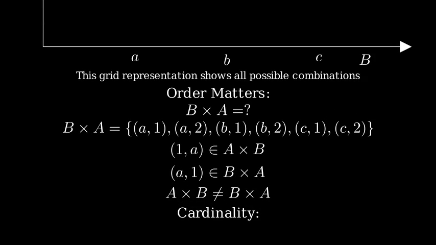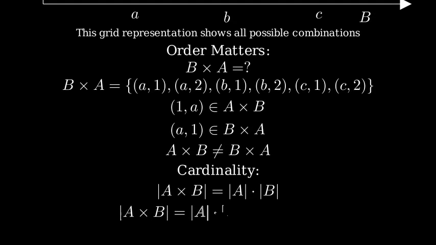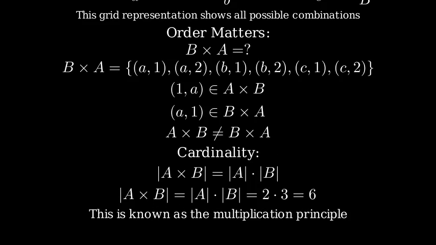Now, let's talk about the cardinality of Cartesian products. If set A has m elements and set B has n elements, then the cardinality of A cross B, which is the total number of ordered pairs, equals m times n. In our example, set A has 2 elements, and set B has 3 elements, so the cardinality of A cross B is 2 times 3, which equals 6. This multiplication principle is fundamental in combinatorics and probability, as it helps us count the number of possible combinations.